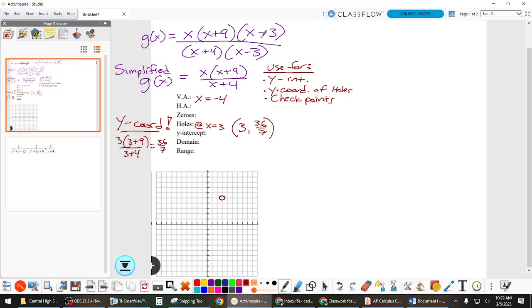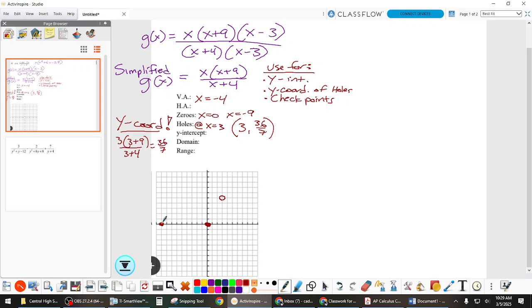Anyway, that is not a 0. You can't tell me there's a 0 at 3 because it's not. Even though that's a factor of the numerator, it gets canceled off. So don't put zeros on holes or asymptotes. So our zeros, if we use this simplified version, are just from the zeros of these two, which are what? Yeah, at x equals 0 and x equals -9. So you might as well go graph those. Okay.